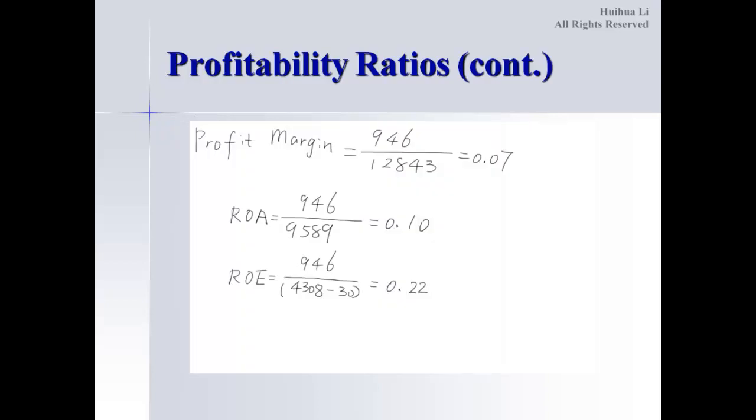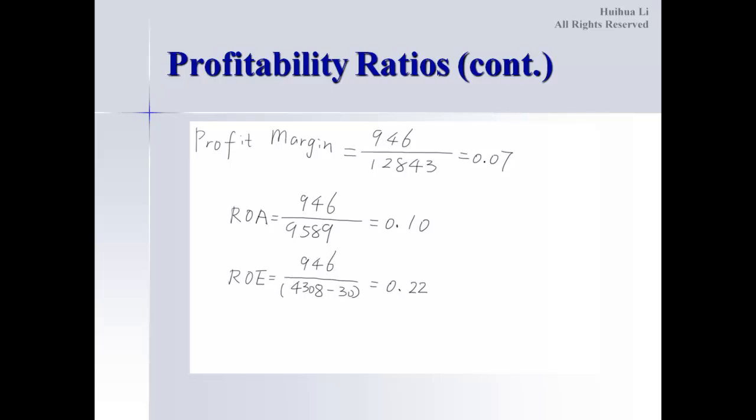Profit margin is also known as net profit margin. Net income available for common stockholders is $946. Profit margin of 0.07 means that for each dollar in sales, the firm generates 7 cents net income.